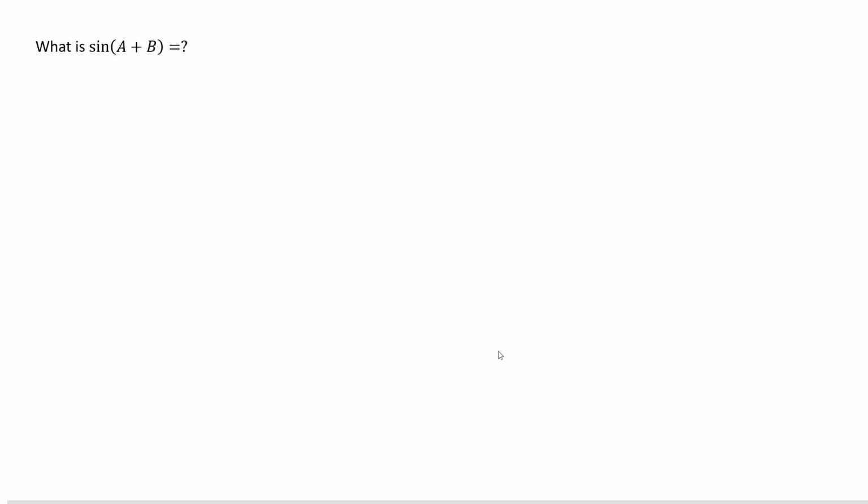Something like this. What is sine of a plus b? The natural tendency would be to say, oh, that must be equal to sine a plus sine b, right? If that's what you thought, I wouldn't blame you, because that's what most people reasonably think, that you can simply distribute the sine to a and b and write that as sine a plus sine b. But the truth is that's not correct. Certainly sine of a plus b is not equal to sine a plus sine b. The thing is, how do I know that?